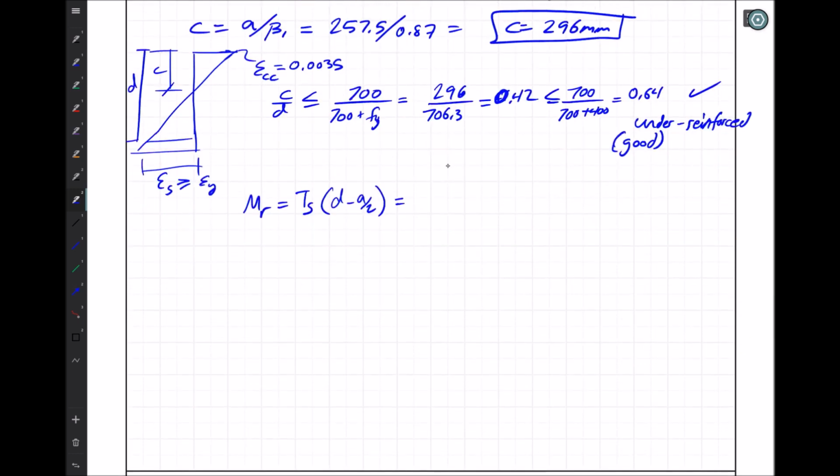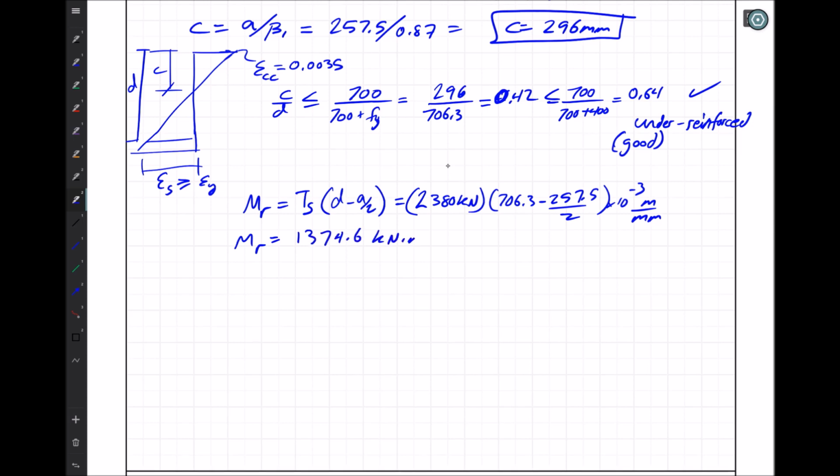Putting in the values for this, we have 2,380 kilonewtons. That's our tension force, multiplied by d minus a over 2, which is 706.3 minus 257.5 over 2, times 10 to the minus 3 meters per millimeter. Gives us a value of MR equal to 1374.6 kilonewton meters.